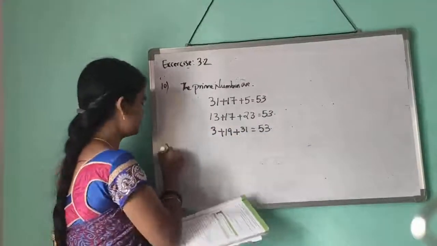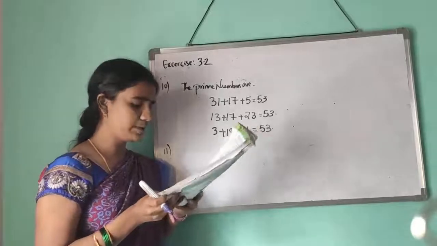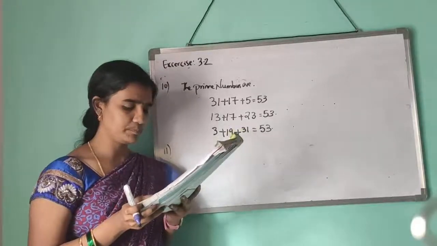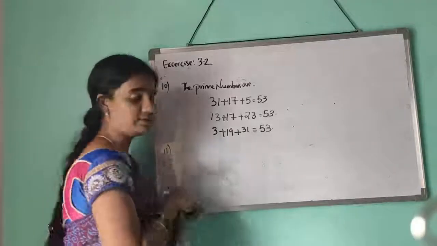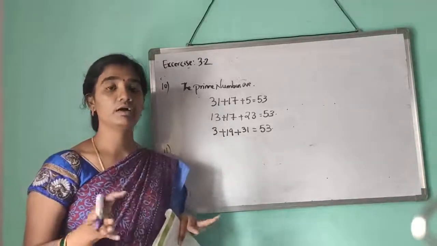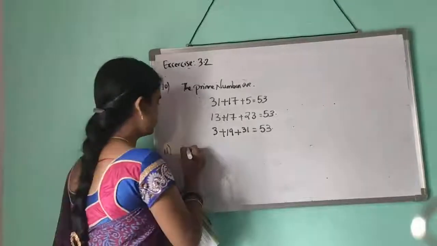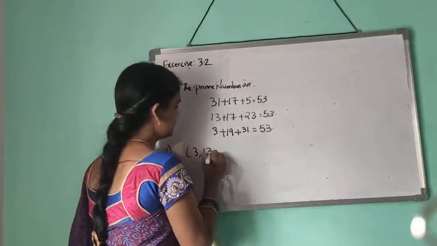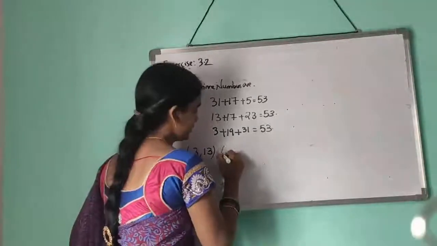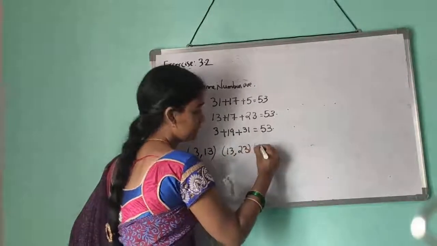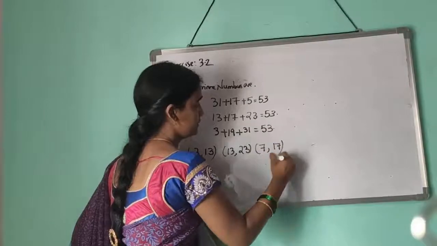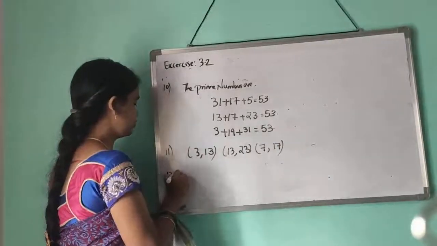Coming to the 11th one, write 2 prime numbers whose difference is 10. Here I am writing 2 prime numbers with the difference between the 2 numbers as 10. So I am writing 3, 13, 13, 23, 7, 17.